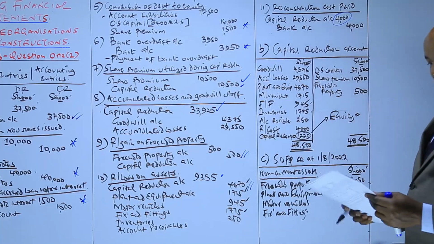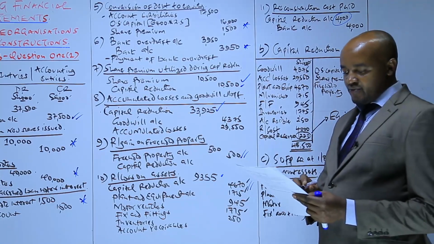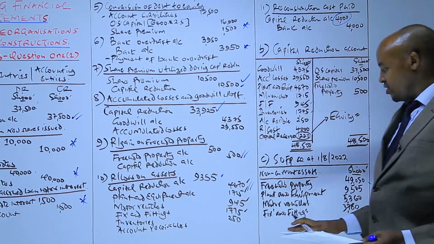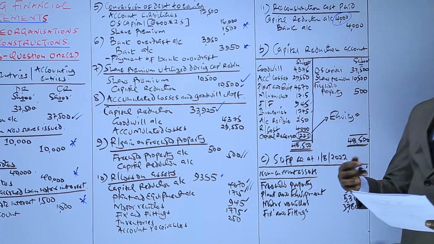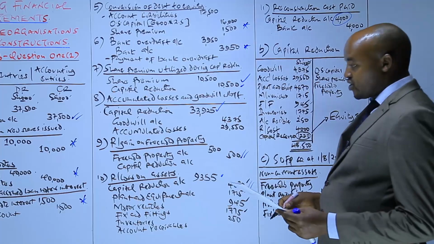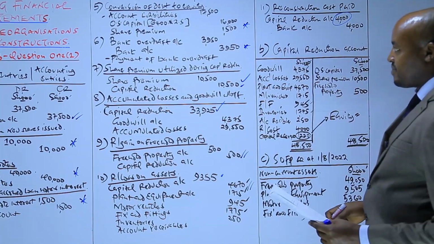Then back in our statement of financial position, we know that goodwill was written off. So the goodwill will not appear in the statement of financial position of this company after the internal reconstruction because it was written off. I hope you can remember that.